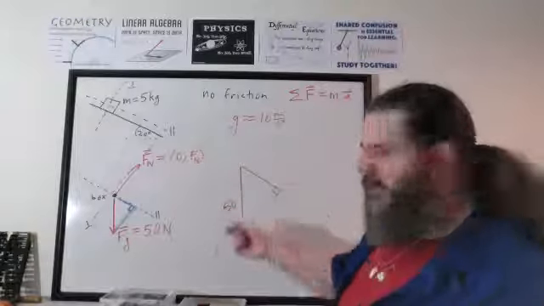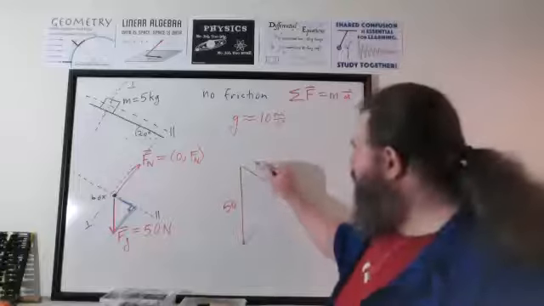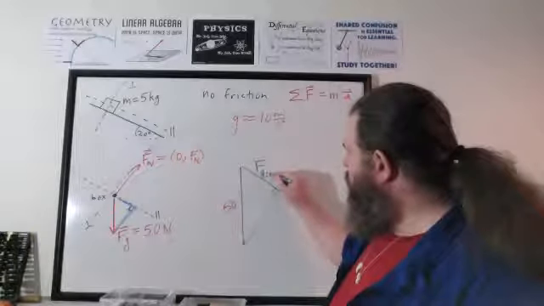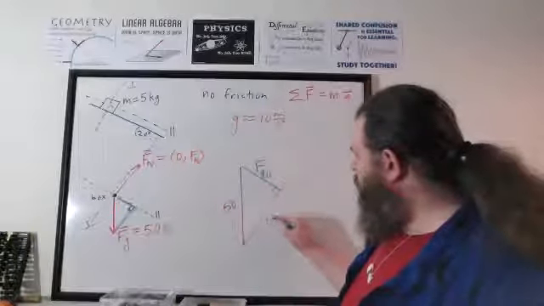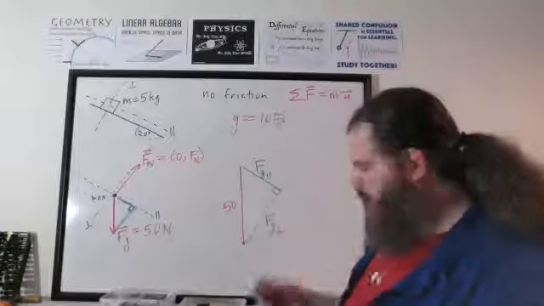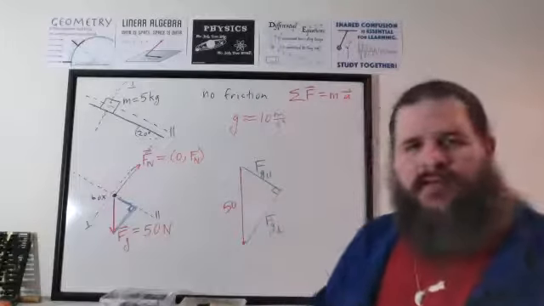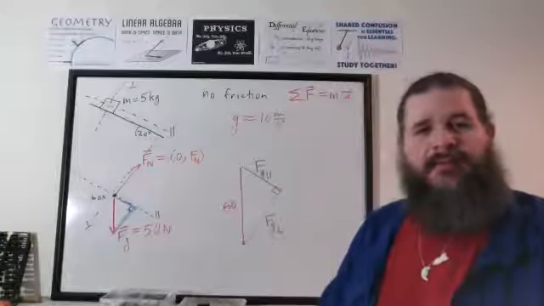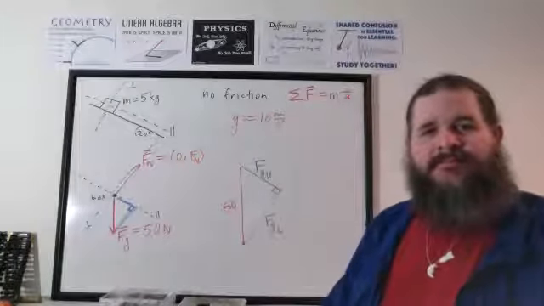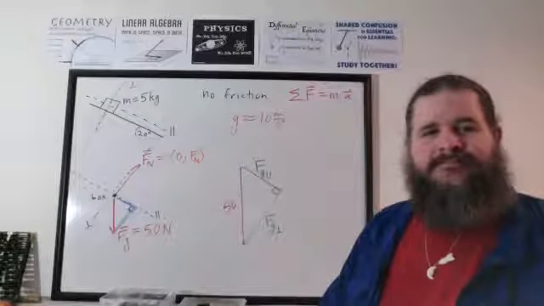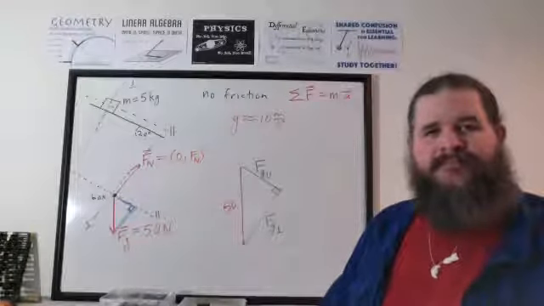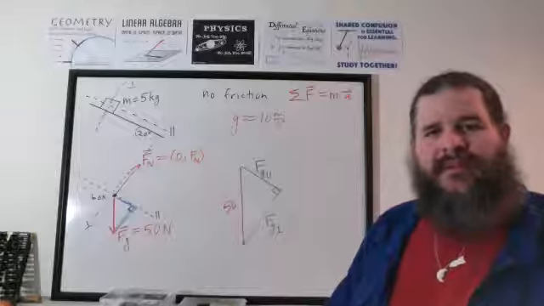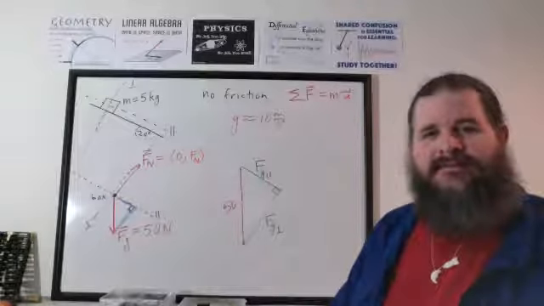We could call these components the parallel component of gravity, let's say FG parallel, and the perpendicular component of gravity, FG perpendicular. Any thoughts on how we could figure out what those values are based on the 50 Newton hypotenuse we know? Or what other information would we need to figure out first before we can solve this triangle?